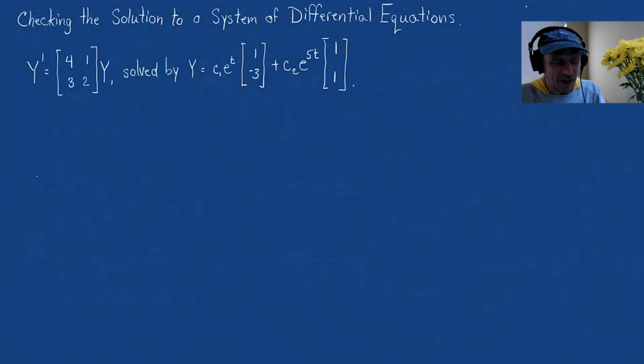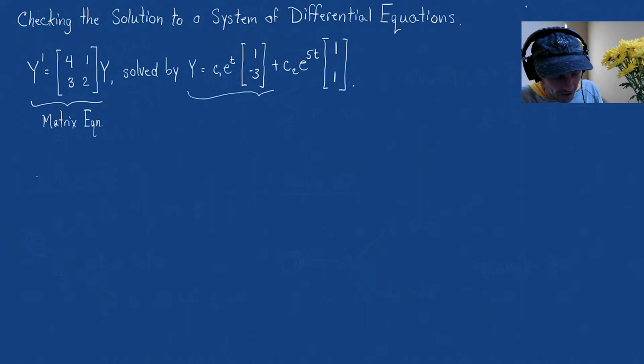I am Tom. And today we are going to check the solution to a system of differential equations. In our last video, we rewrote the differential equation using the matrix form, and we found our solution. We wrote that as a linear combination. So let's just make sure we have this down. This is the matrix equation here, and our solution over here is written as a linear combination.